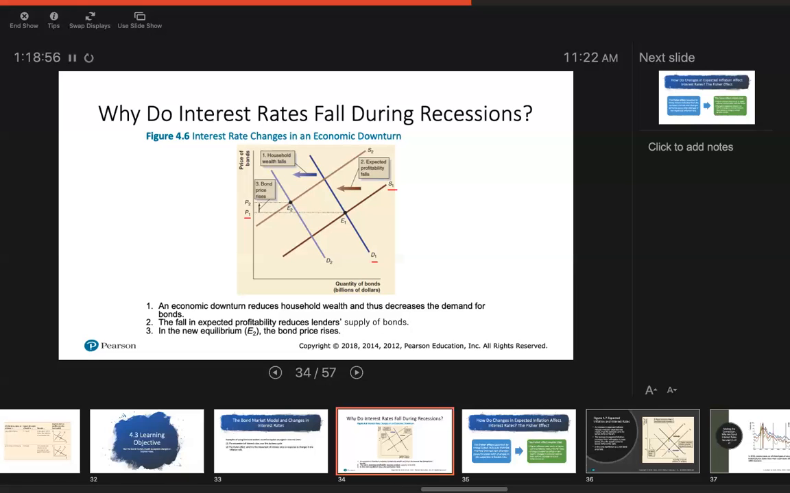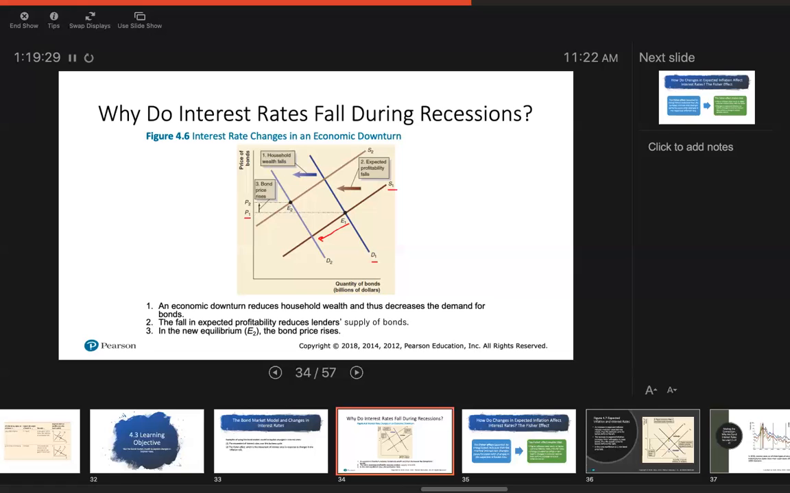So when an economic downturn happens, there's a contraction in the size of the economy, which means that people have less money, right? Household wealth begins to contract. As people get less wealthy, what happens? We know that as the wealth level falls, there's going to be a lower demand for financial assets. So what do we expect to happen? We expect the demand curve to shift to the left. So now the demand curve has shifted to the left as household wealth is collapsing.